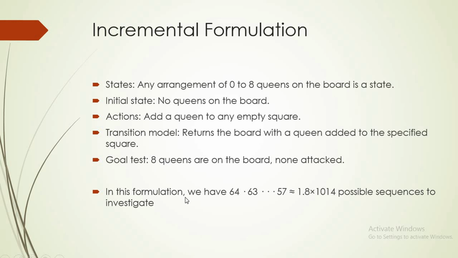So in this formulation now, if we look at the possible squares where the states can be, look how big the number is. In this formulation, we've got 64 squares, approximately 1.8 times 10 to the power 14 possible sequences. It's quite a number of possible sequences to investigate. If we do our permutation and combination, it's a mathematical way to try to check possible sequences.